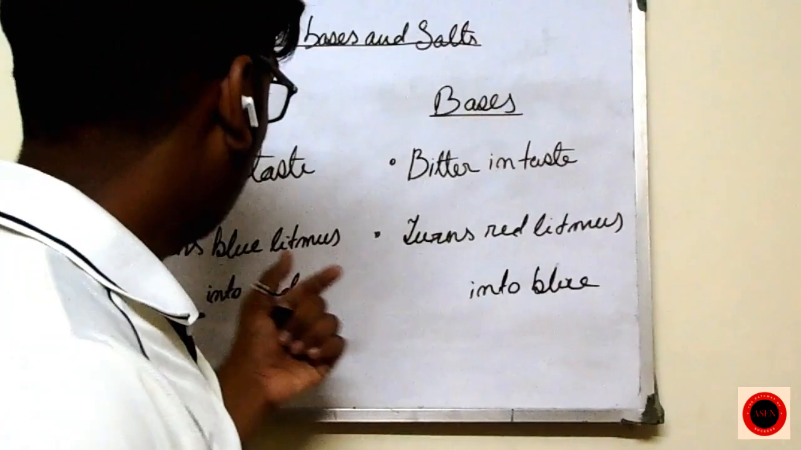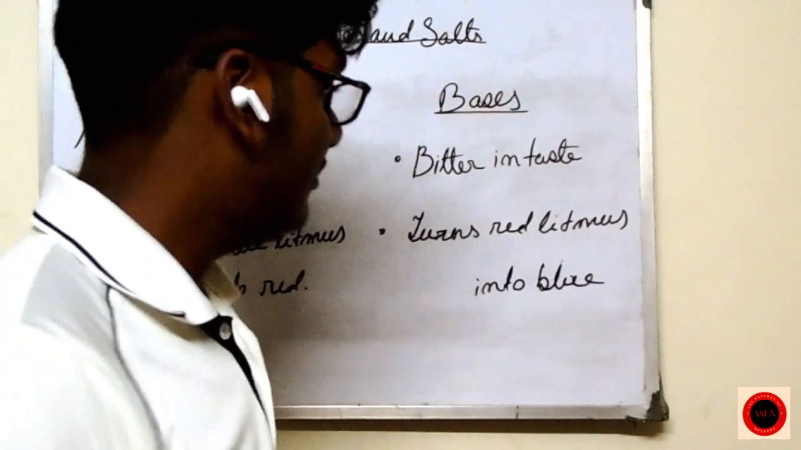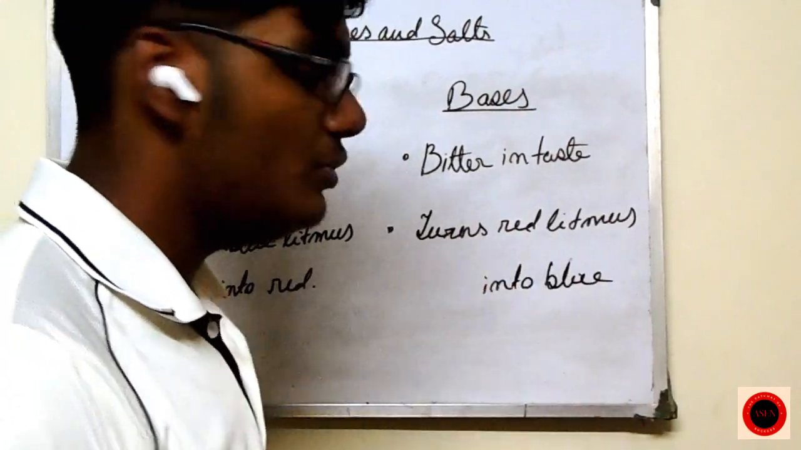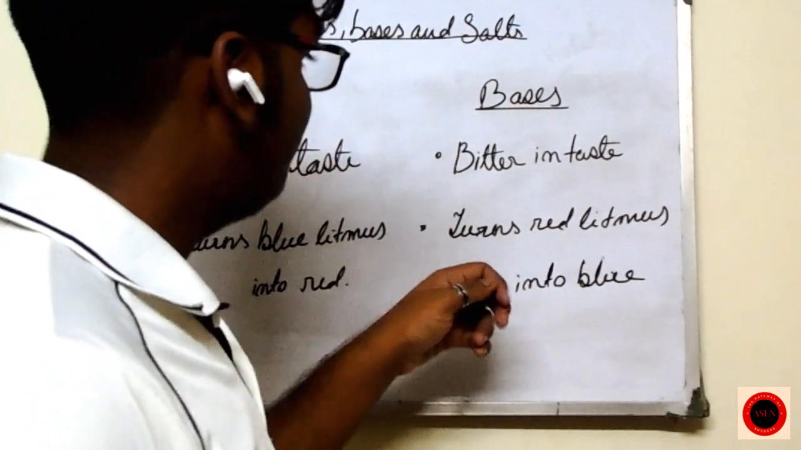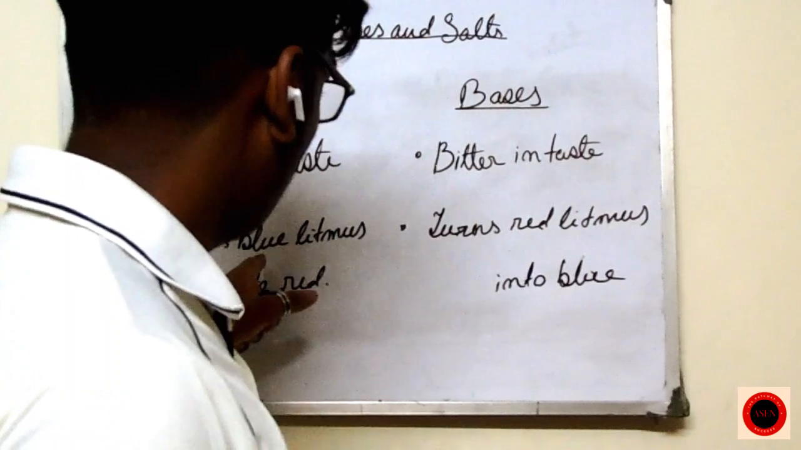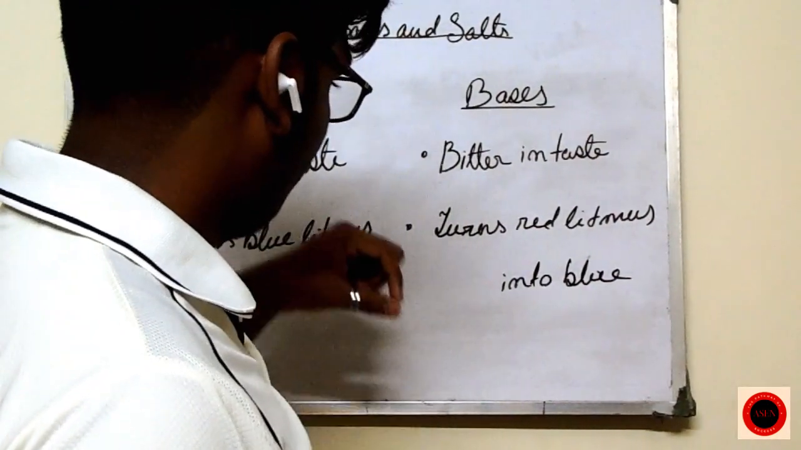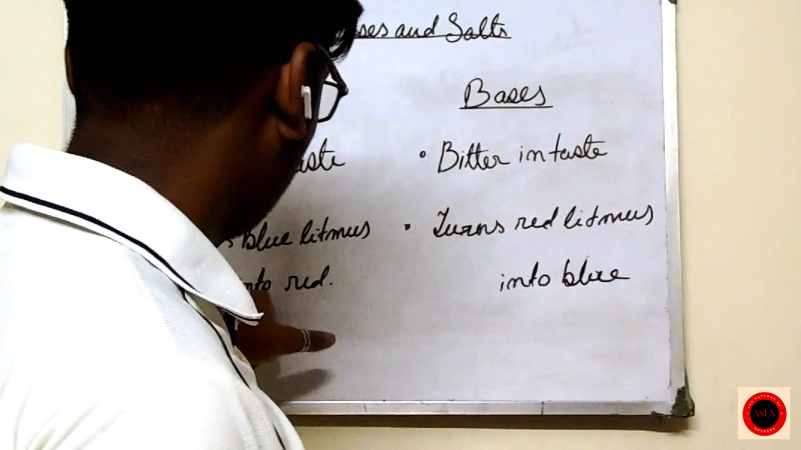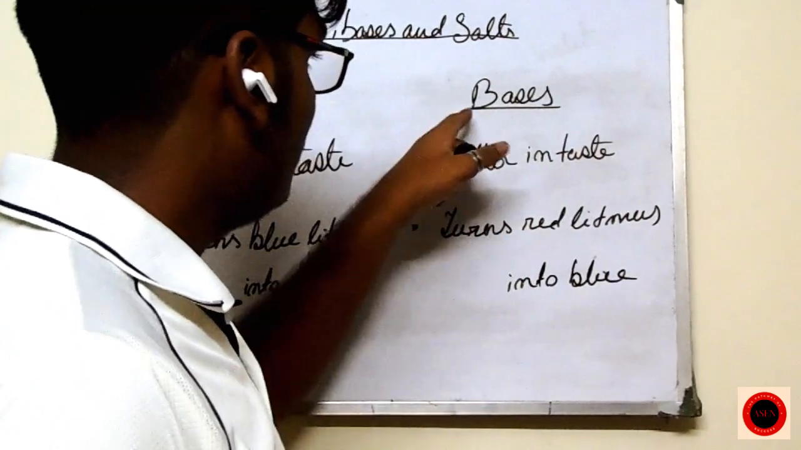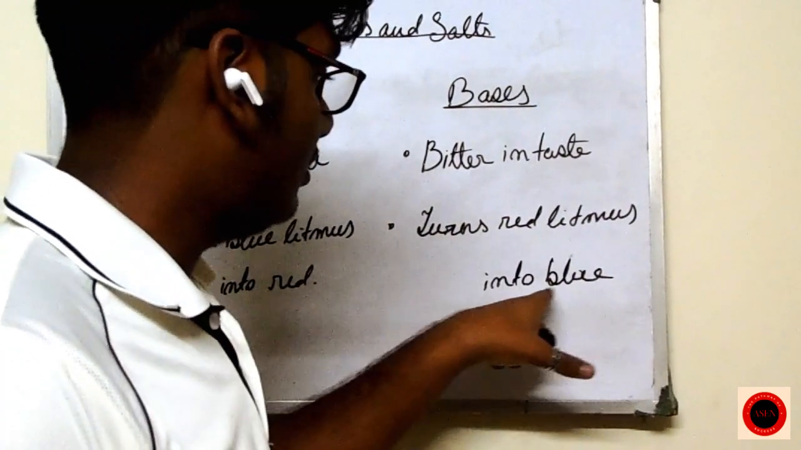What if we put blue litmus into bases? As base already turns red litmus into blue, nothing will change. In the same way, if we put red litmus in acid, it will not change its color. If we dip blue litmus into acids, the color will change into red, and if we touch red litmus to a basic solution, it will turn into blue.